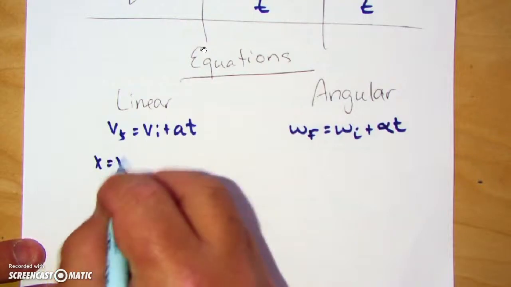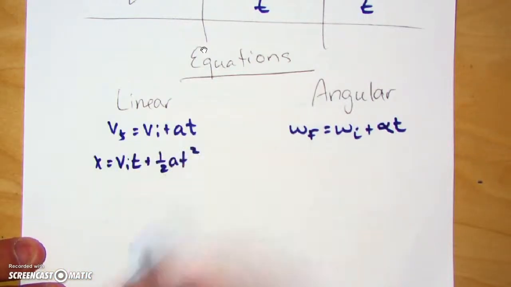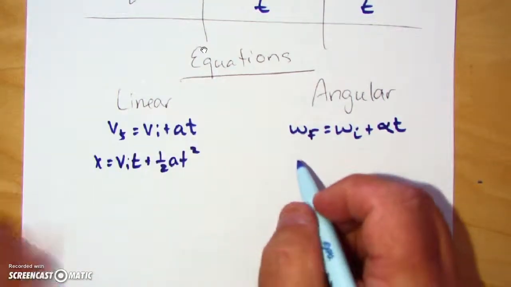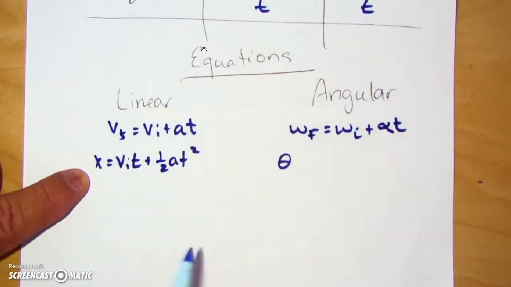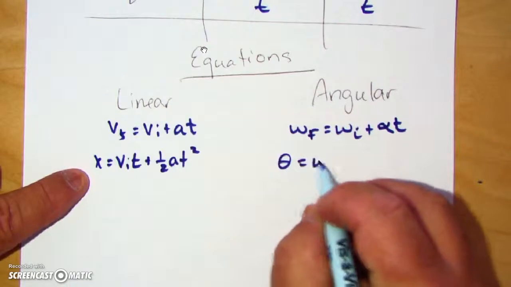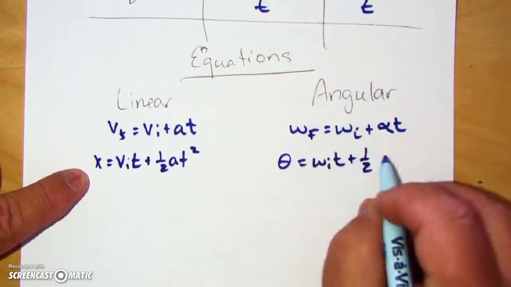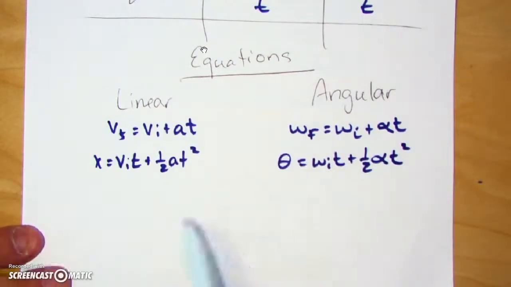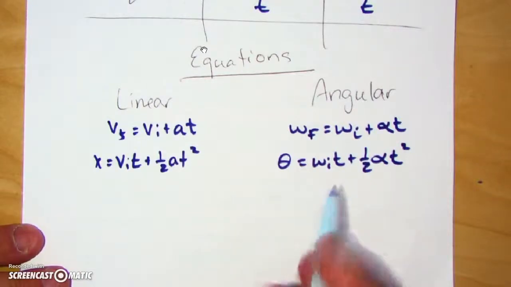We have x is equal to Vi t plus 1/2 a t squared. Powerful equation that we use a lot. Well, the angular component of this, this x is theta, remember, that's how much the angle has changed, is equal to omega i times t plus 1/2 angular acceleration times t squared. So again, it's the same exact equation, except I'm putting in angular variables instead.